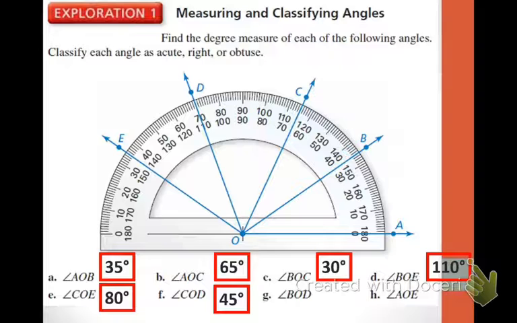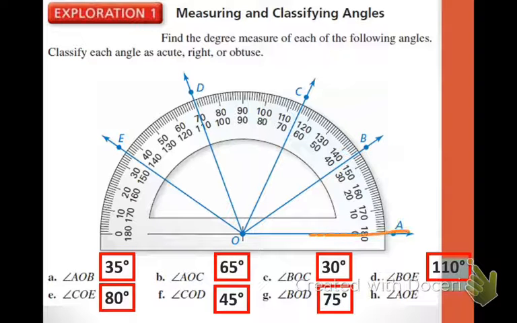All right, then we have BOD. So we have what number on the bottom for D? 110. And then for B? All right, so 110 minus 35, which is 75. And that makes it acute.